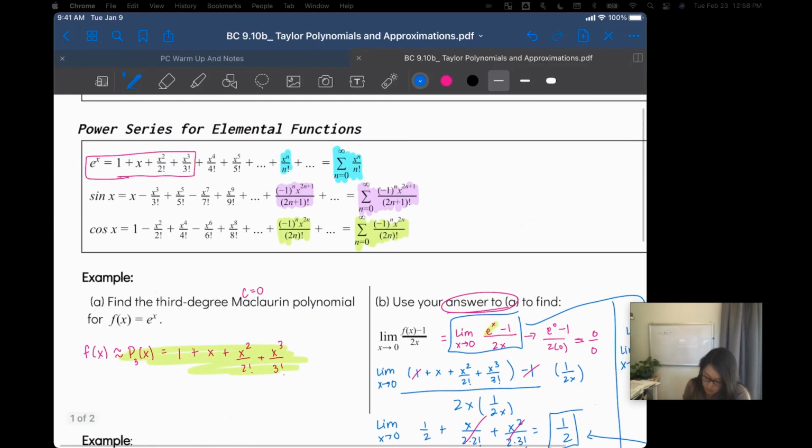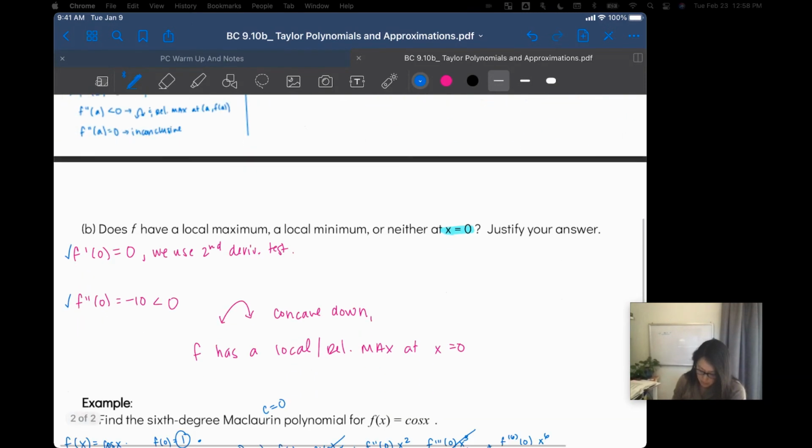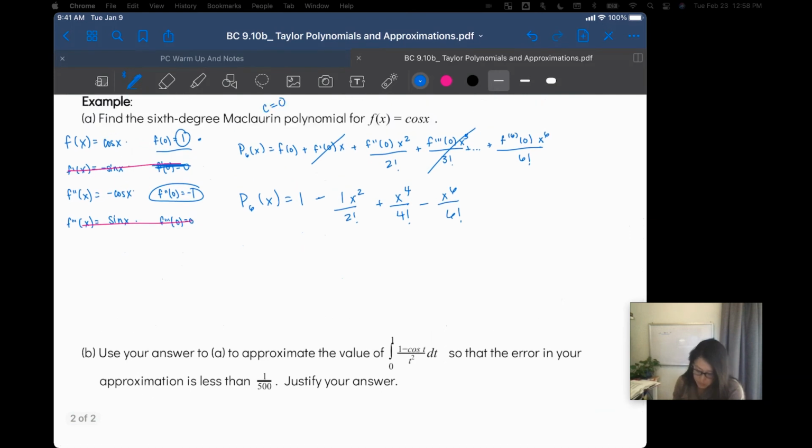Remember, if you memorized these, then you can just write it out. You don't have to do the derivative thing and plug in the 0 and do all that business. Another thing to remember about the polynomial for the cosine function is that cosine is an even function, so we use all even degrees in a cosine function.